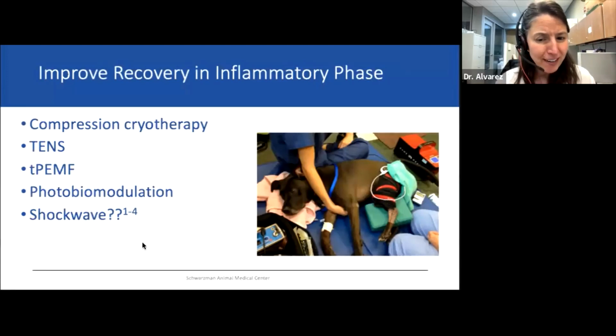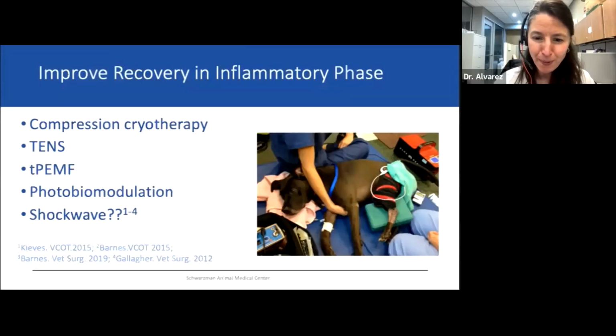And what about shockwave? I don't think a lot of us are using shockwave in that immediate inflammatory phase of healing in our patients. But guess what? We actually have these 4 papers that give us some really good evidence that shockwave actually can improve patients when they're in that inflammatory phase. So those first 3 papers were all prospective studies, randomized controlled clinical trials. Well, one of the Barnes ones was non-randomized, but they were all prospective clinical trials. And they basically all demonstrated superior osteotomy healing by using extracorporeal shockwave therapy in these TPLO patients.